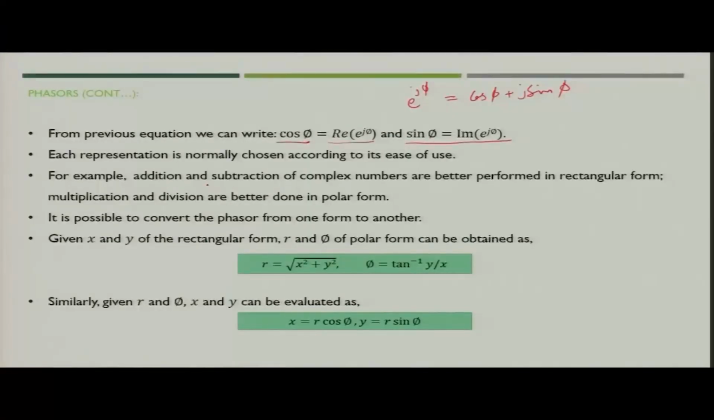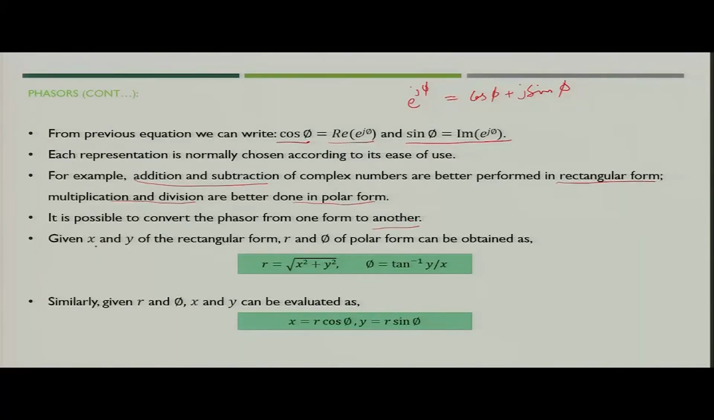Now, if you want to add or subtract two complex numbers, it is better to go with the rectangular form, or if you want to do multiplication or division, it is better to go in the polar form. So, it is possible to convert the phasor from one form to the other.